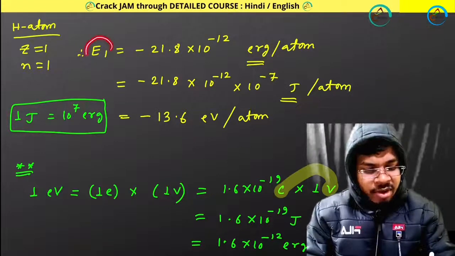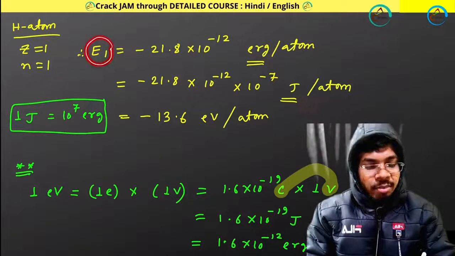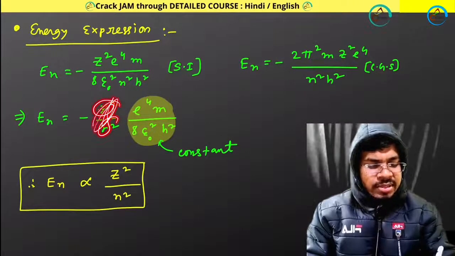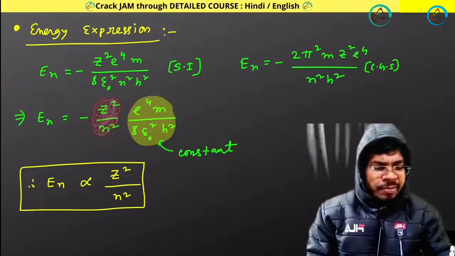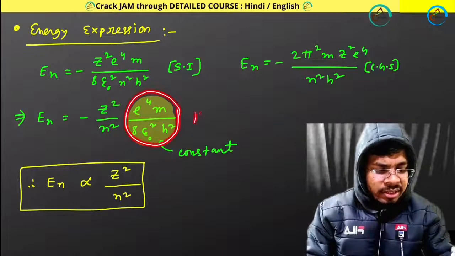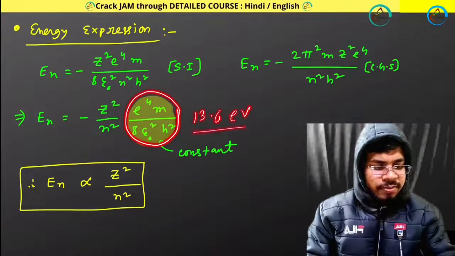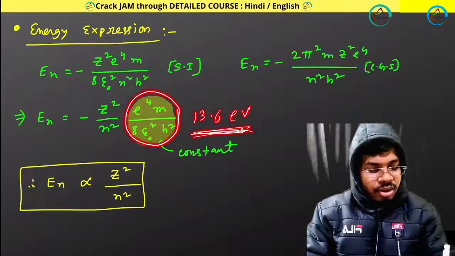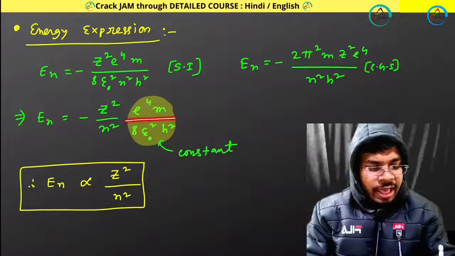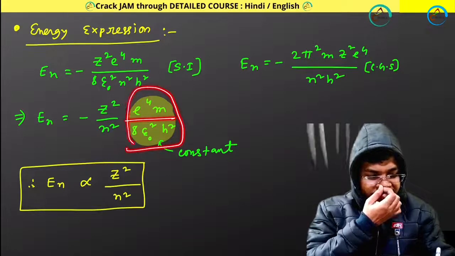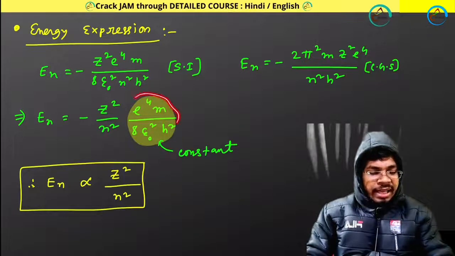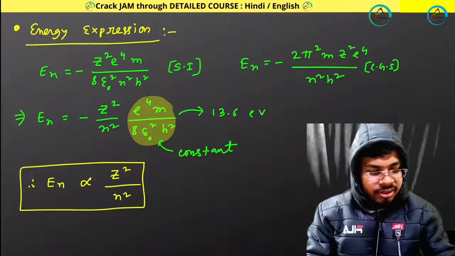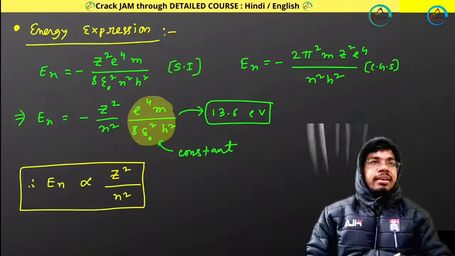That means I am getting this value from which part? For Z equals 1, n equals 1, this has no significance. That means only this part, e to the power 4 m by 8 epsilon naught square h square, is giving me 13.6 electron volt. I have shown you already.